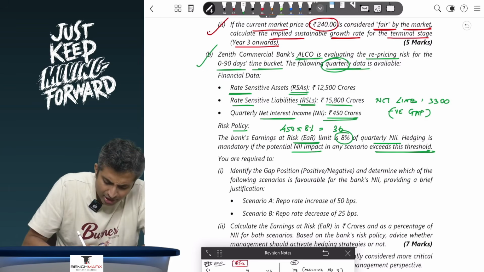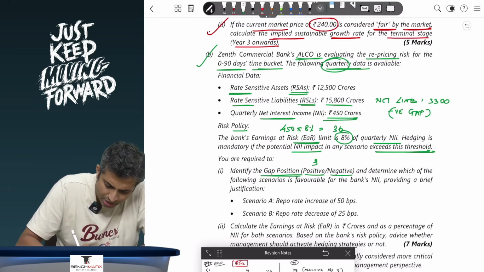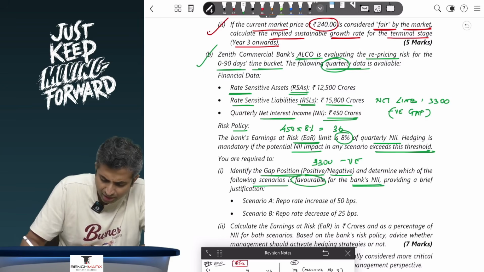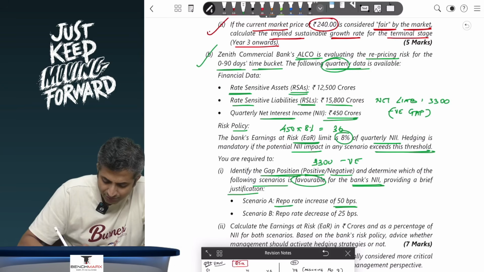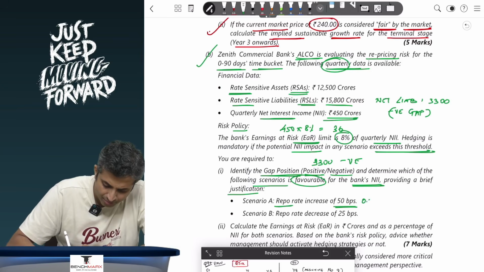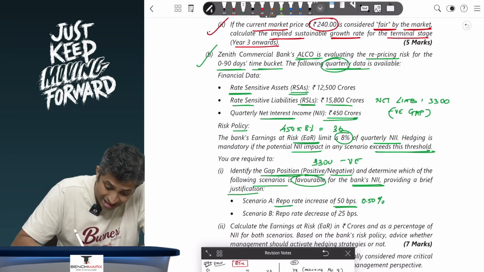You are required to identify the gap position, that is either positive or negative. So the gap position is 3,300 and it is a negative position. And determine which of the following scenarios is favorable for the bank's net interest income, providing a brief justification. Well, the repo rate increases by 50 bips, that is 0.5%. The repo rate increases.